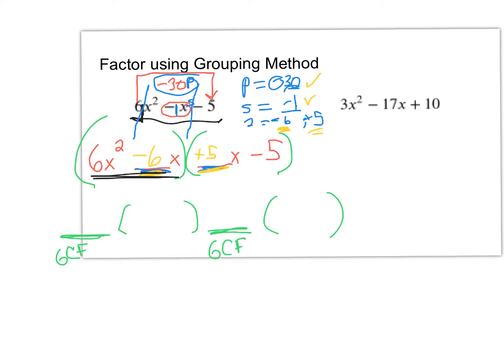Let's look in this first parenthesis. Take out GCF. What common things does the first parenthesis share that I can divide out? Well, I can take out a 6, because both these 6's are divisible by 6. And I can take out at least one x. So now I'm going to divide the 6x squared minus 6x by 6x. So 6x squared divided by 6x is just x. Negative 6x divided by 6x is negative 1.